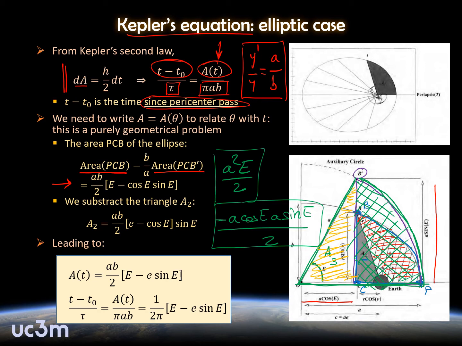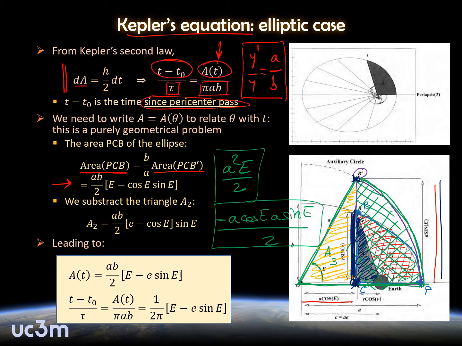Let me color it in dark blue. So how can we get the area of this A2 triangle? Again, it happens that it's easier to work in the auxiliary circle. The vertical distance between C and B prime is the vertical distance that we used before, so that's A sine E. Now, if we multiply that by the scaling factor B over A, then we will get the distance between C and B, which is the vertical height of this triangle.